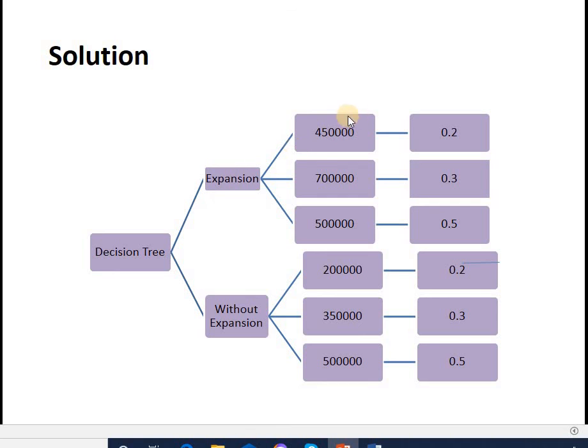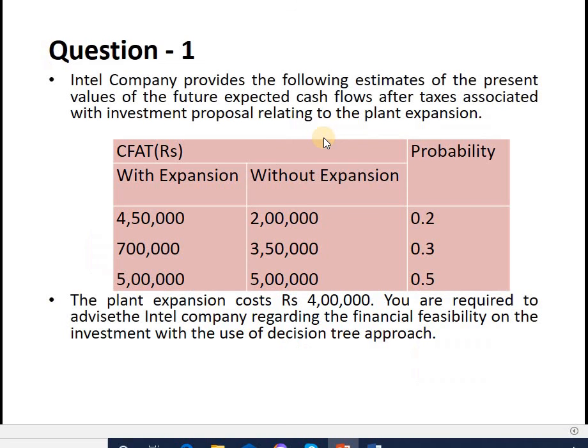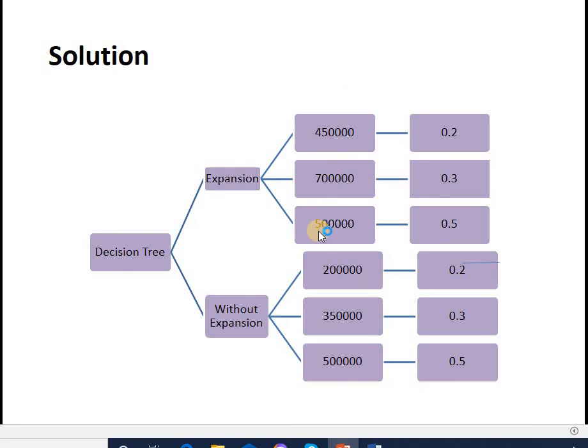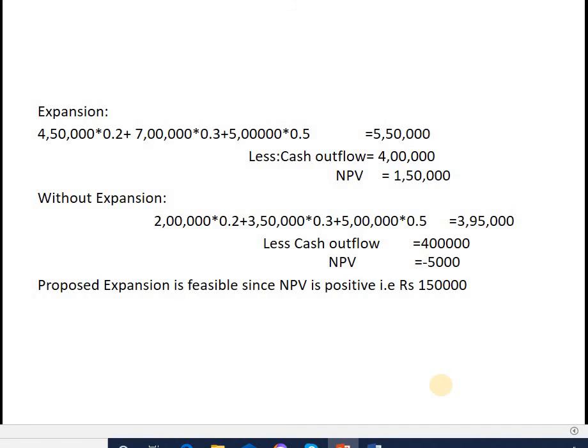If you go for expansion, these are the CFATs: 4,50,000, 7 lakh and 5 lakh. And without expansion, the CFATs we are getting are 2 lakh, 3,50,000 and 5 lakh. The probabilities are the same for both expansion and without expansion: 0.2, 0.3 and 0.5. We need to calculate the NPV with expansion and the NPV without expansion, and then take a decision whether to go for expansion or stay without expansion.